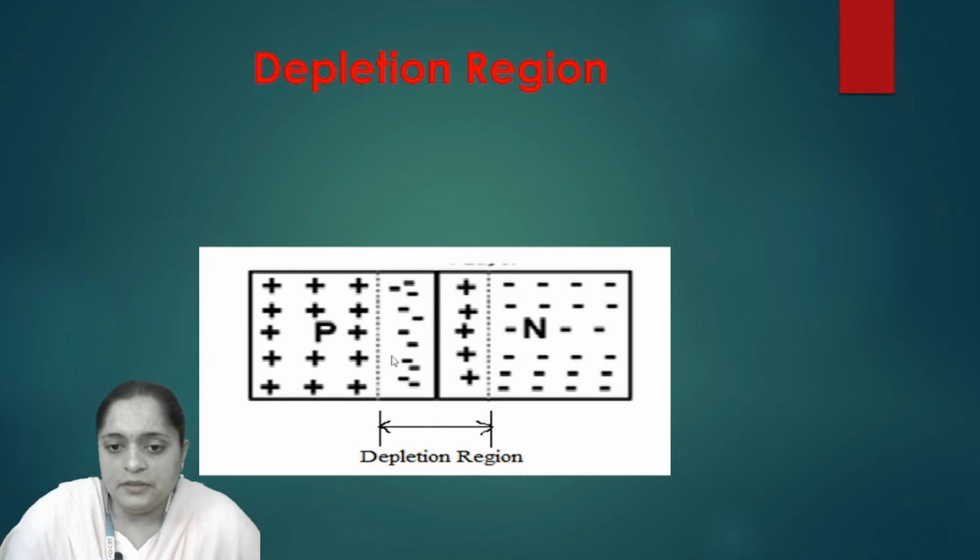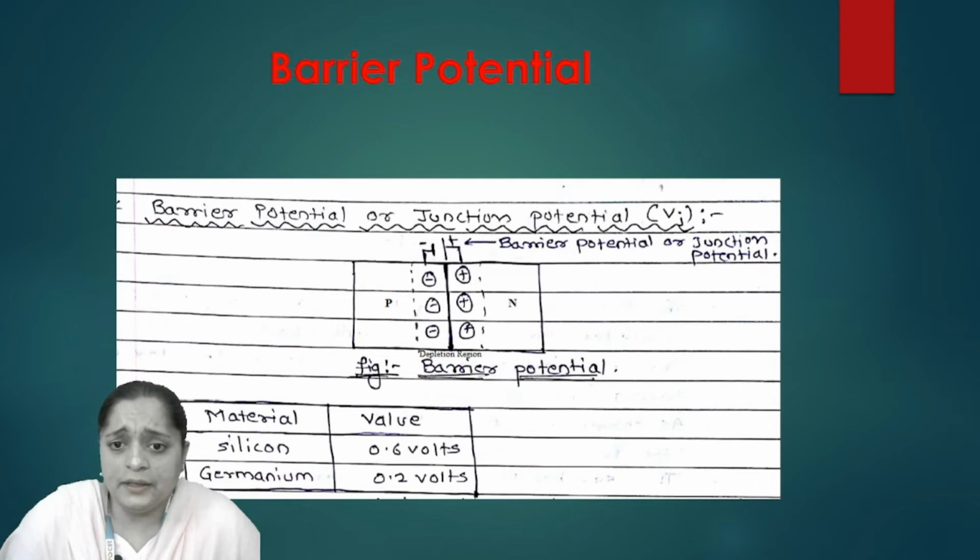In this depletion region, the ions which are accumulated near the junction on the n side are positive and on the p side are negative. This shaded region indicates the depletion region. The depletion region consists of immobile positive and negative ions. After that, a barrier potential.